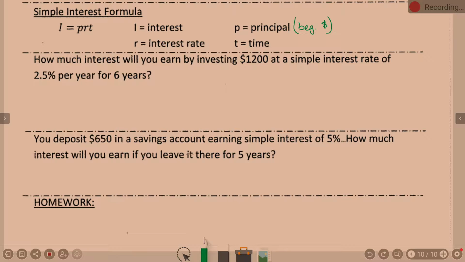T is time, of course. And R is your interest rate, which means that is your percent. Okay, so this is our formula for finding interest. You would have seen this in middle school classes, and you're seeing it in Algebra 1.